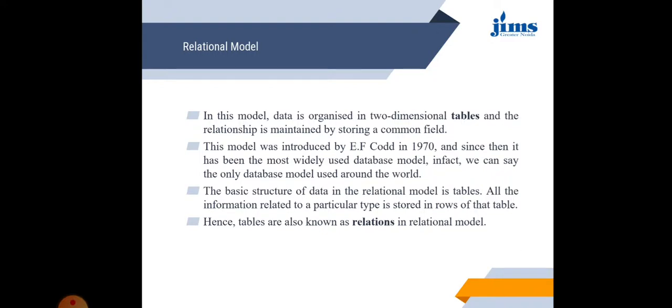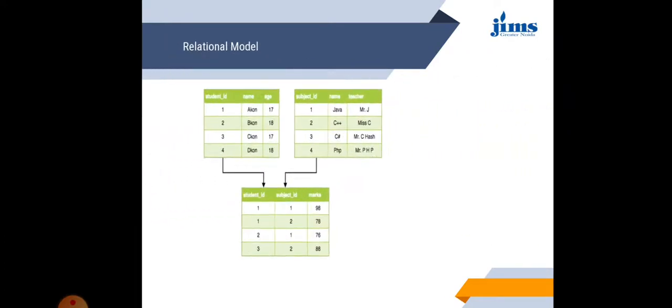This model was introduced by E.F. Codd in 1970, and since then it has been the most widely used database model. In fact, we can say it is the only database model used around the world. The basic structure of data in the relational model is tables. All the information related to a particular type is stored in rows of the table. Hence, tables are also known as relations in the relational model. So with the help of tables, we can make relations between two, three or four tables with the help of columns.